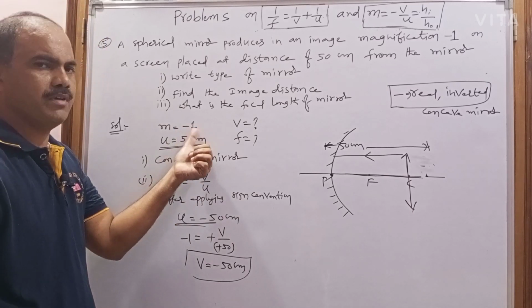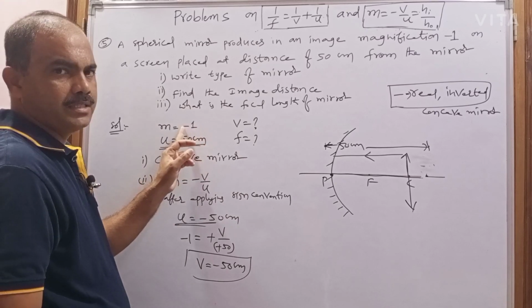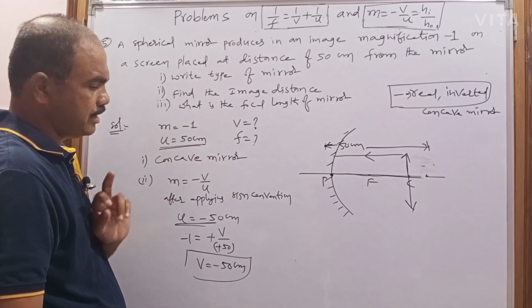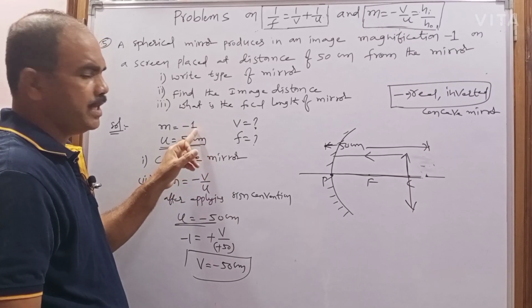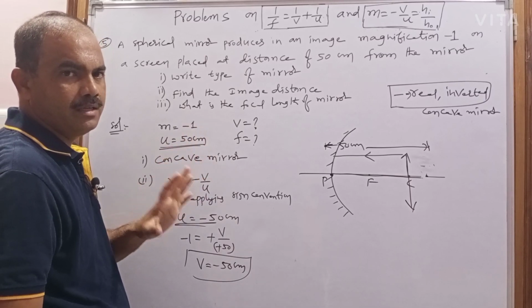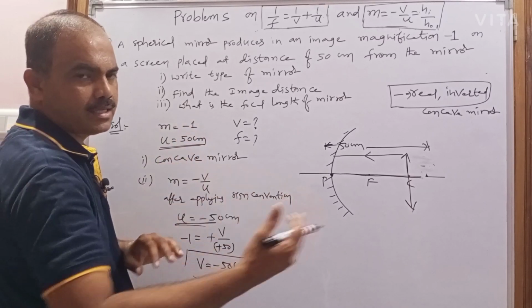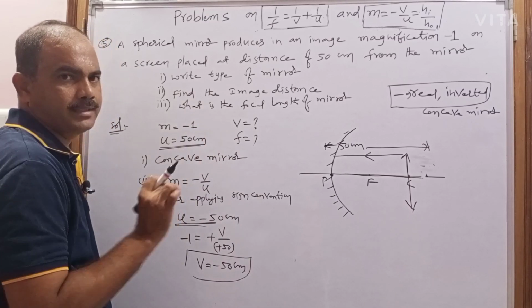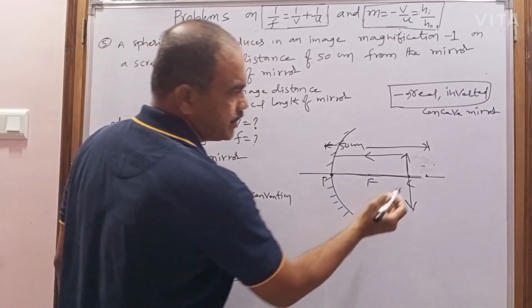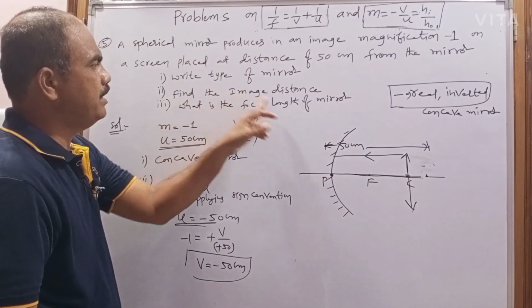m equal to minus 1, as I already told in the previous class, the minus sign represents the nature of the image, and this number gives the relation between the size of the image and the size of the object. The size of the object equal to the size of the image can only happen when the object is at C. So now you have found the image distance.